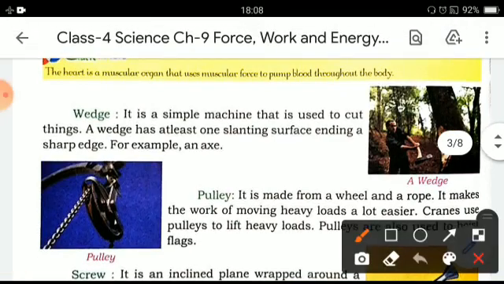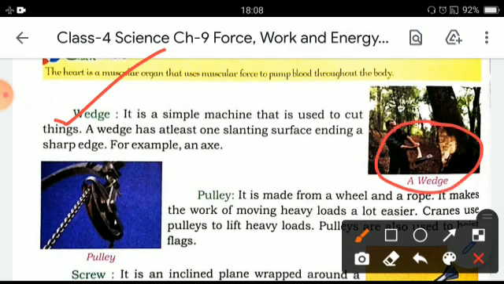Another example is wedge. It's also a simple machine. It is a simple machine that is used to cut things. You can see in the picture also. A wedge has at least one slanting surface ending in a sharp edge. For example, an axe.